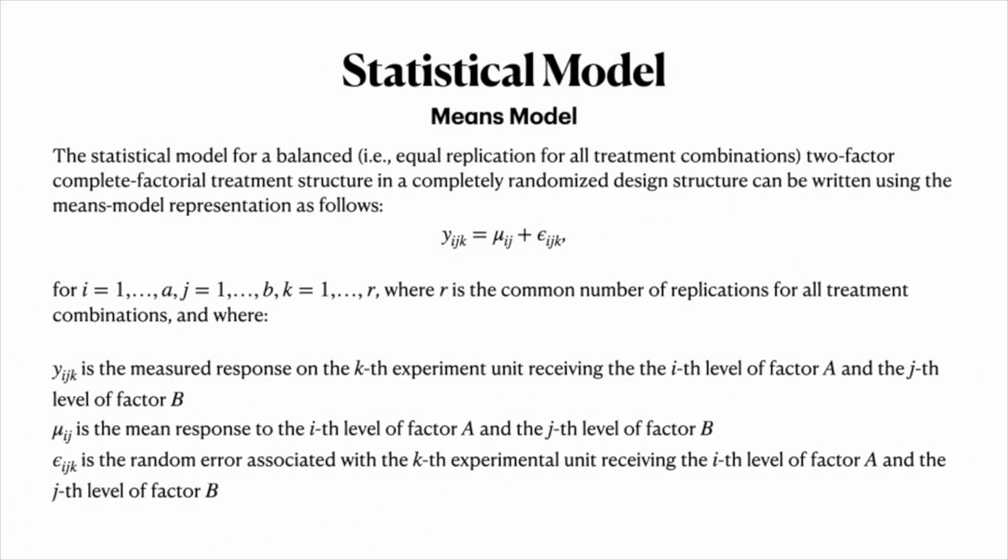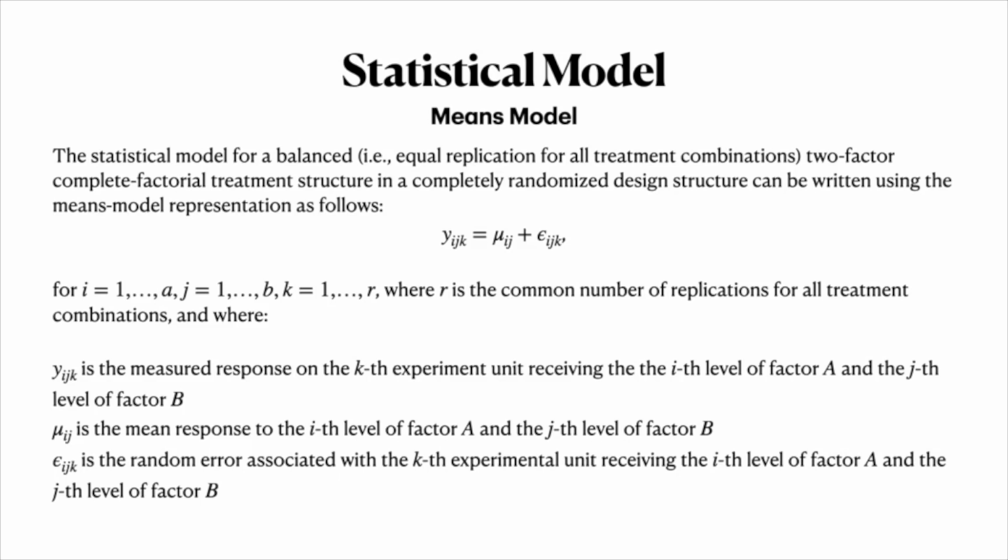This should look familiar from the previous module where we covered completely randomized designs. The statistical model for a balanced, and when we say balanced in this context, we mean equal replication for all treatment combinations. That's the particular situation that we're going to be looking at as we go through this material. So the statistical model for a balanced two-factor complete factorial treatment structure in a completely randomized design structure can be written using the means model representation as follows: y ijk equal to mu sub ij plus epsilon ijk, where i goes from 1 to a, j goes from 1 to b, and k goes from 1 to r, where r is the common number of replications for all treatment combinations.